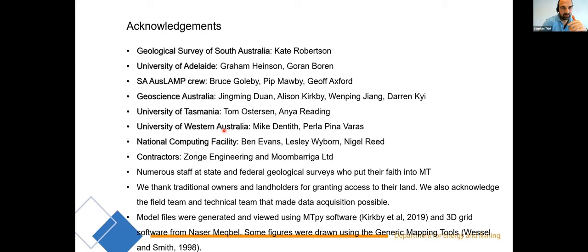but this is just running through some of the names that could have equally given the talk or have been very much involved in producing some of those very stunning results that we've seen across Australia. So I might actually leave it there. And thanks for your time and for being able to share these really nice results of AusLAMP across Australia. So thanks very much.